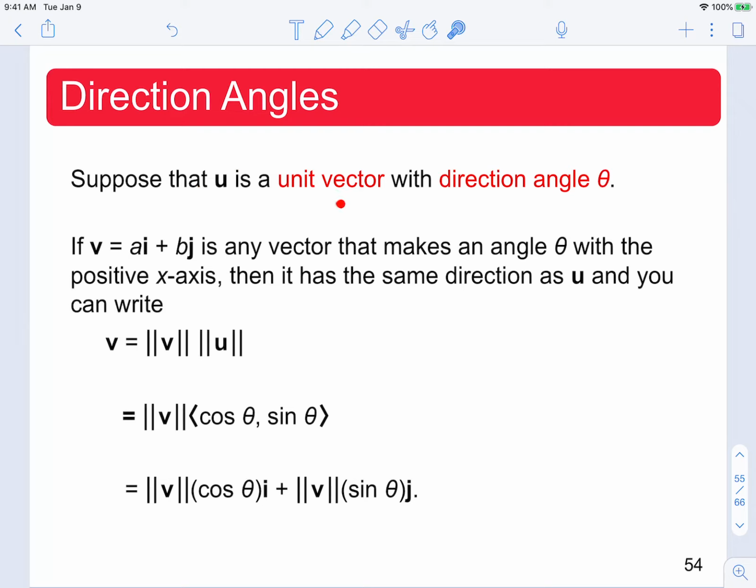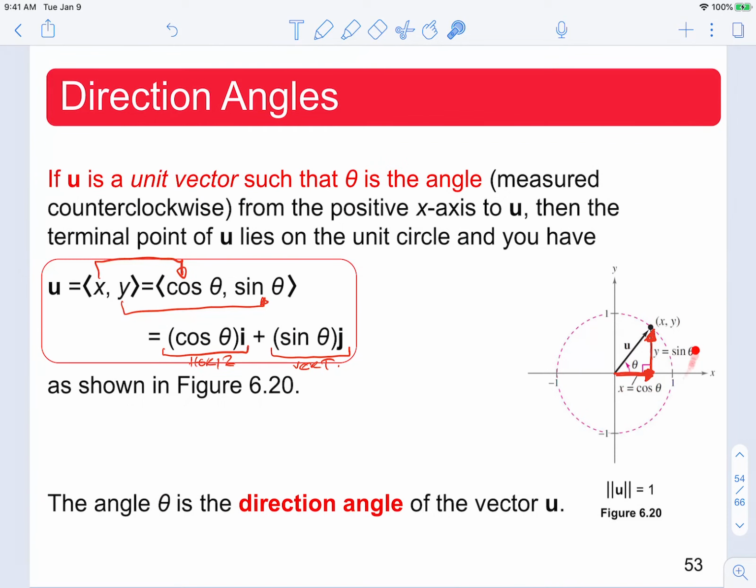So suppose that u is a unit vector with a direction angle theta. If vector v is ai plus bj, any vector that makes an angle theta with the positive x-axis, then it has the same direction as u, and you can write the following. Now, we've actually already stated all of these items. That's what we were showing here.